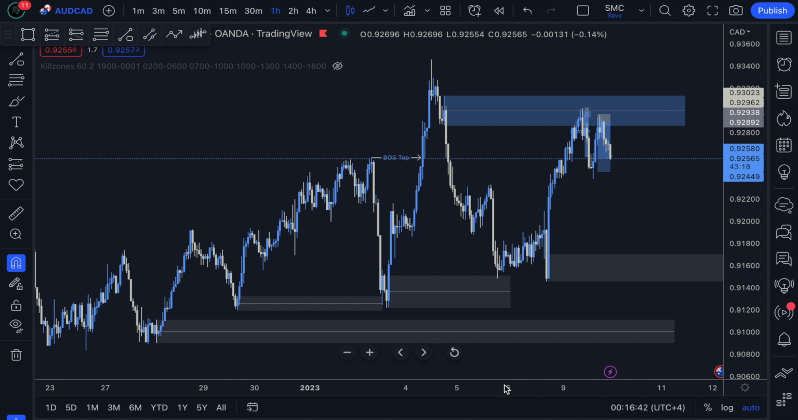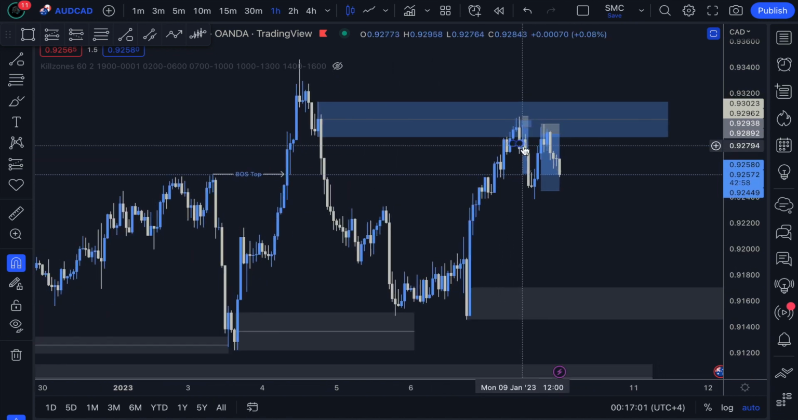So basically, when I came on the chart, I could see that we were bullish on AUD CAD, all right. And why would I say that the price is overall bullish? Because we haven't taken down the low. So as you could see, this demand zone was respected, and we continued moving up.